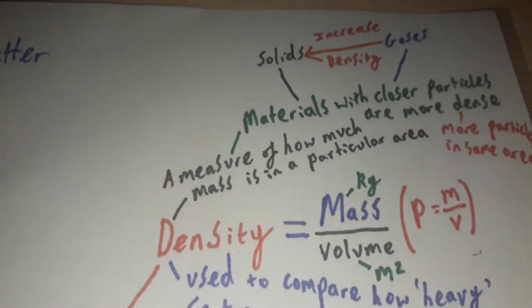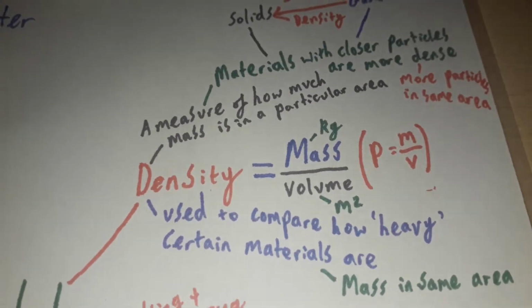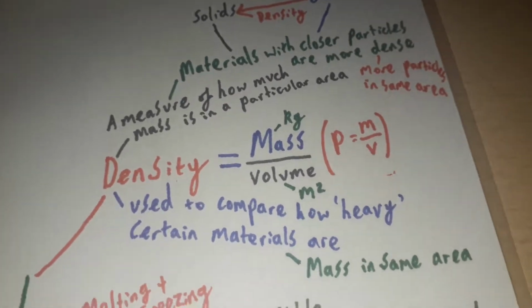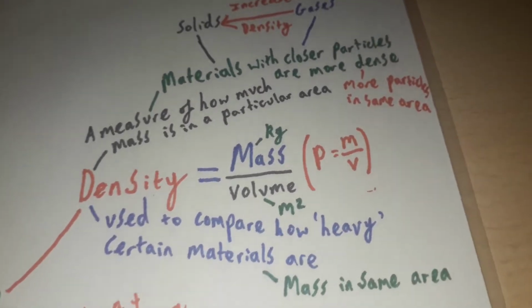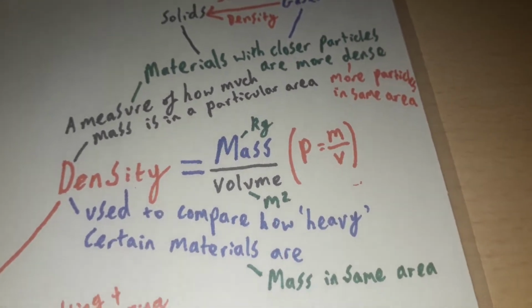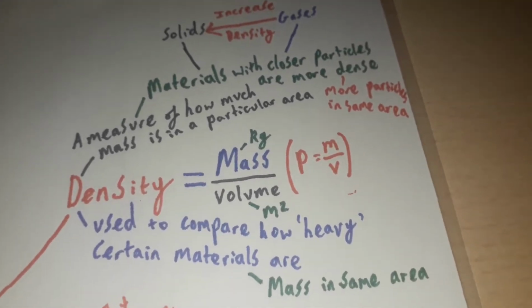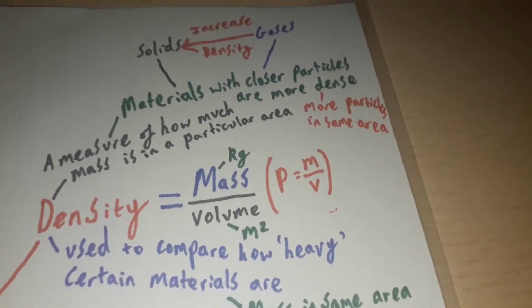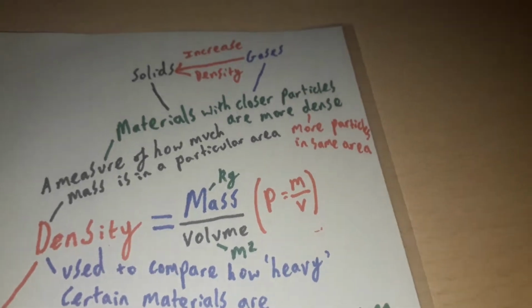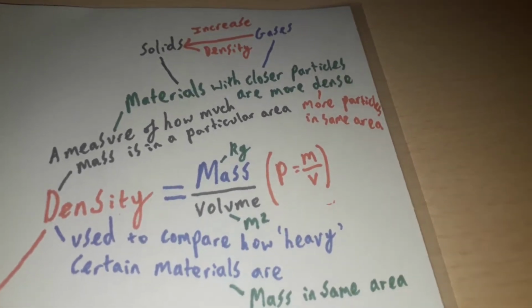Density is a measure of how much mass is in a particular area, and this means it's used to compare how heavy certain materials are, because the mass is in the same area. So we're taking away the effect of area to look at the pure mass of a substance, so we can actually compare it with other substances, as they will be turned into things with the same volume. So we eliminate that, meaning the only variable there is the mass.